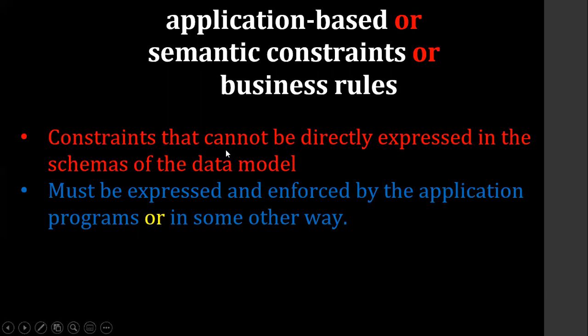These are the constraints that cannot be directly expressed in the schema. While giving the structure for the relational data model, we cannot specify these constraints, but they can be expressed or enforced by different application programs, or by giving some business rules. These are called semantic constraints.